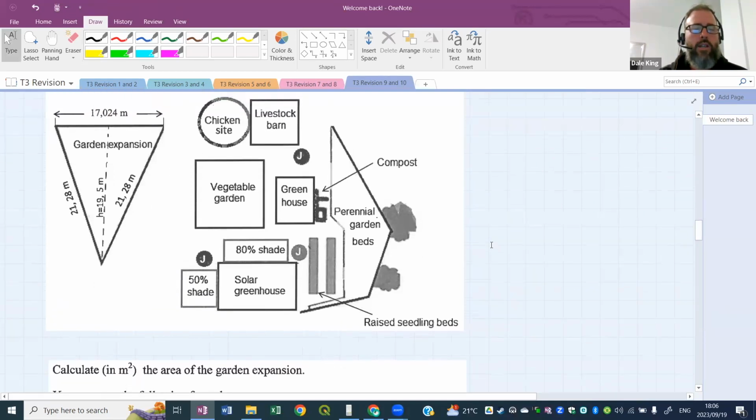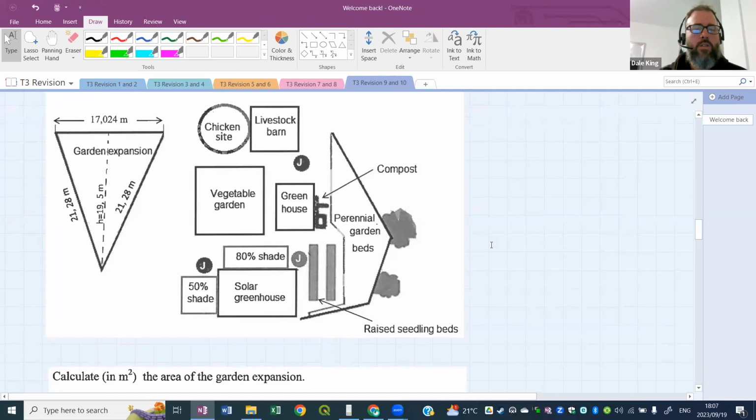It says, calculate in meters squared the area of the garden expansion. There at the bottom is the question. So here's the garden expansion over here. And they want us to calculate in meters squared the area of that garden expansion. There is a formula. I know what you're thinking. Show us the formula. Yes, they give us the formula.